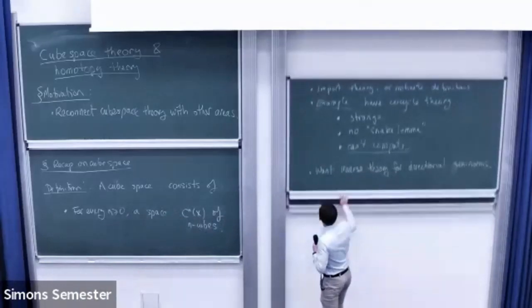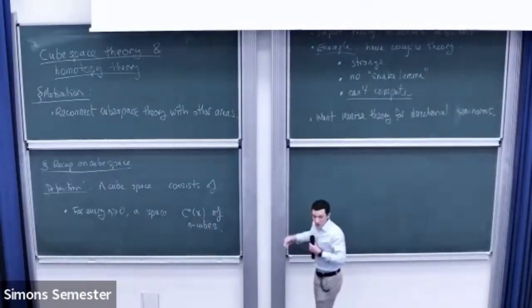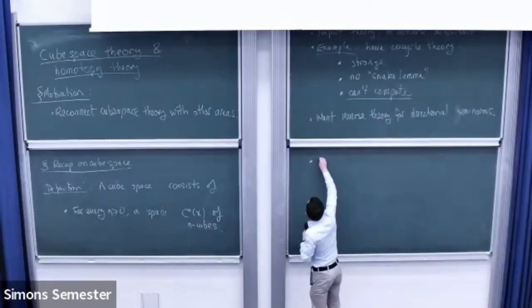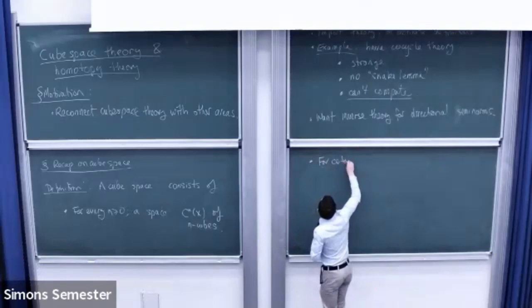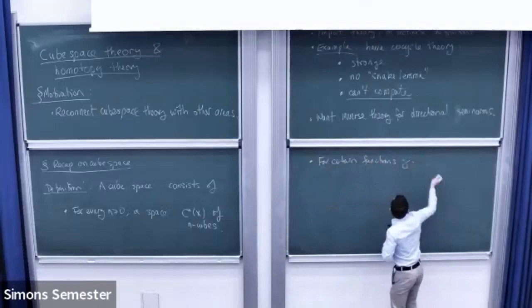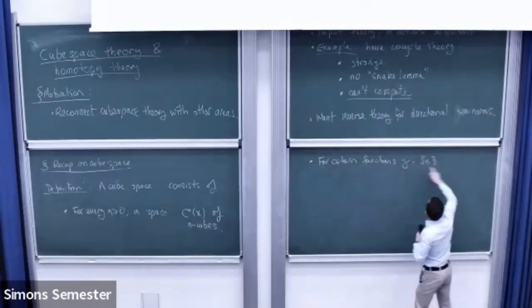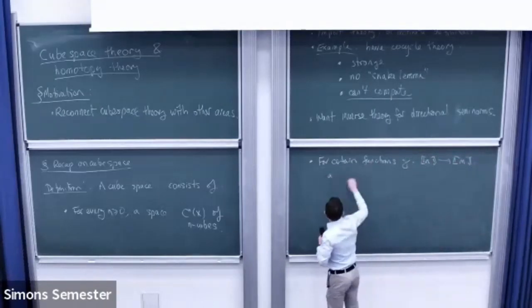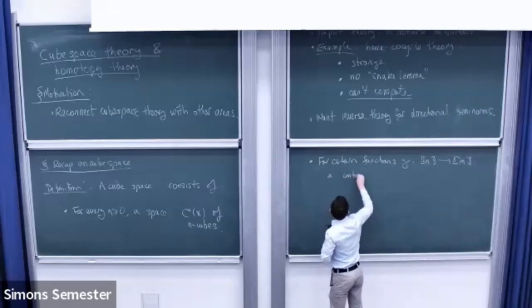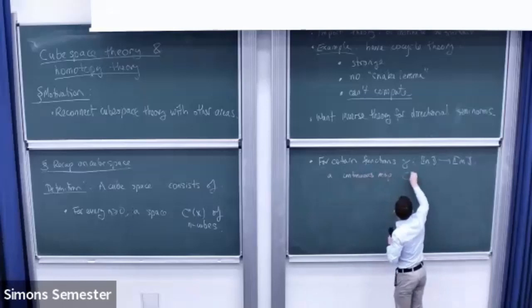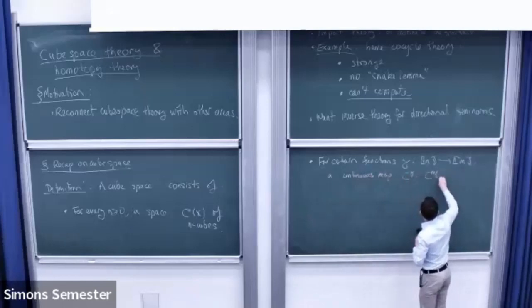And between different kinds of cubes, I have maps between them. So if I have a two-dimensional cube, I can take a face, and that gives me a one-dimensional cube. So let me just say, for certain functions gamma from [0,1]^n to [0,1]^m, a continuous map, let's call it C gamma from the m cubes to the n cubes.